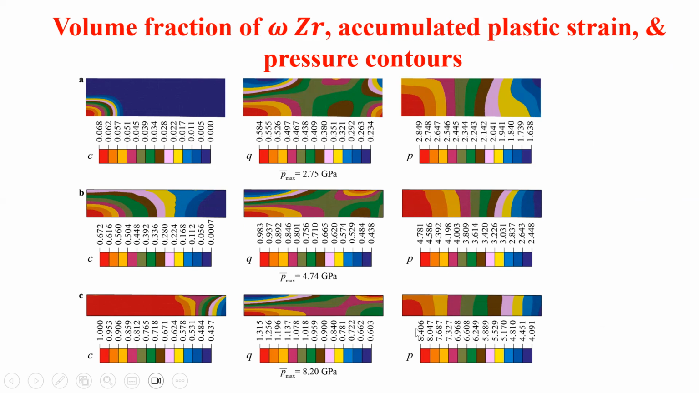Accumulated plastic strain, pressure. So now we know all fields, and we can use this big data to extract information about evolution of microstructure and phase transformation under this plastic deformation.